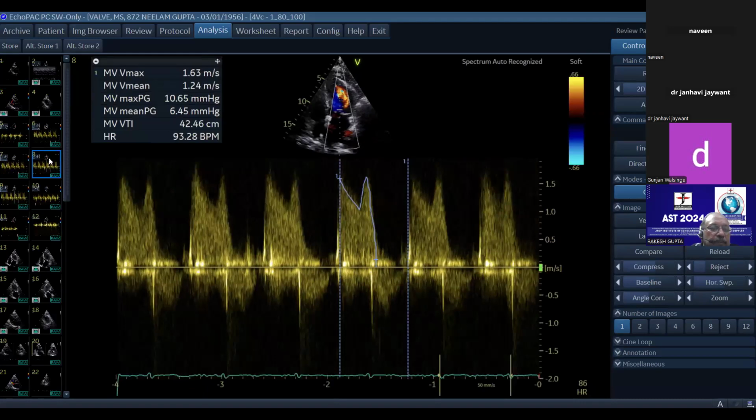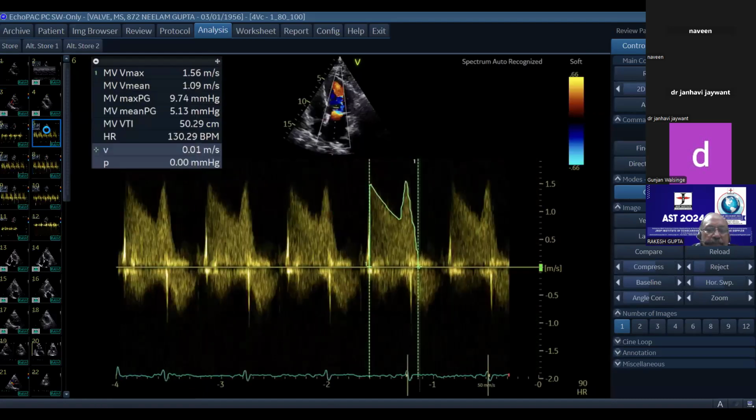Page number 211 diagram. Wait a minute, I'm just coming down. Give me a second, let me just first answer this question.